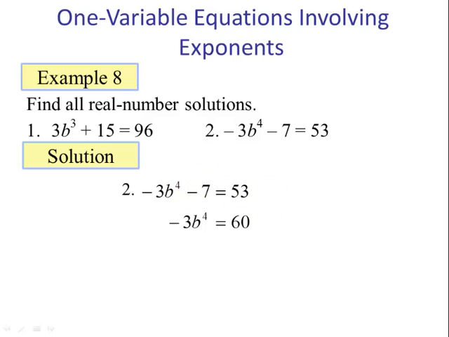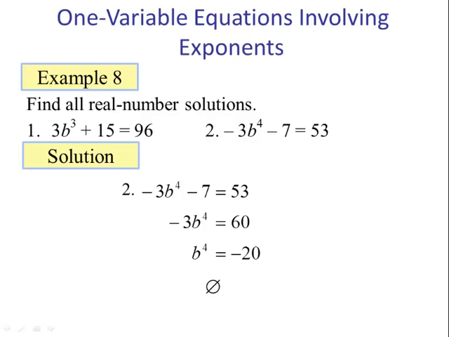For number 2, our first step is to undo the minus 7. So we add 7 to both sides. Next, we want to divide by negative 3. And we have b to the 4th equals negative 20. Now there's a problem. This is an even power and a negative number. So there's no real solutions.